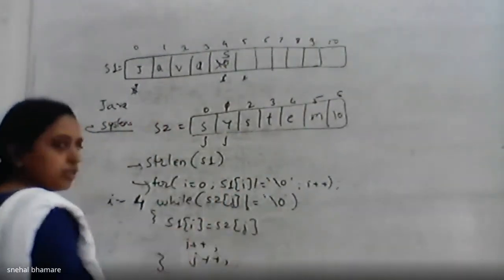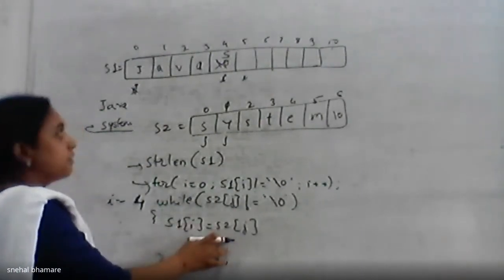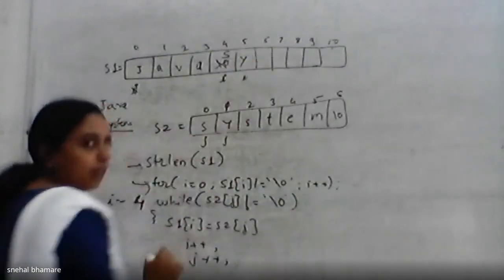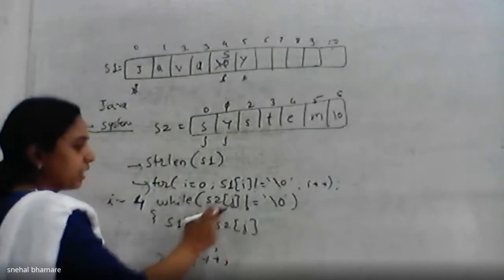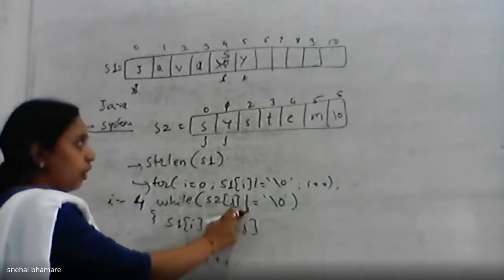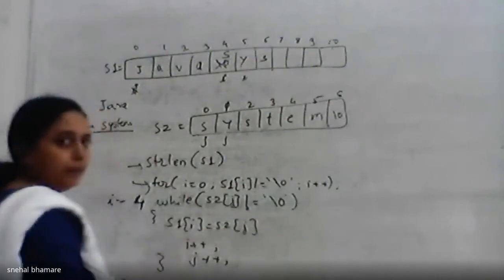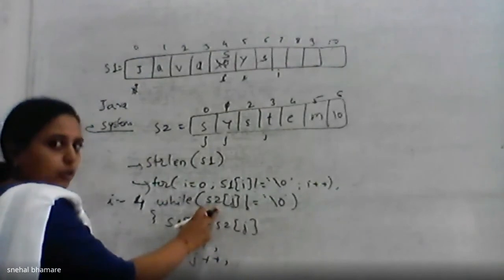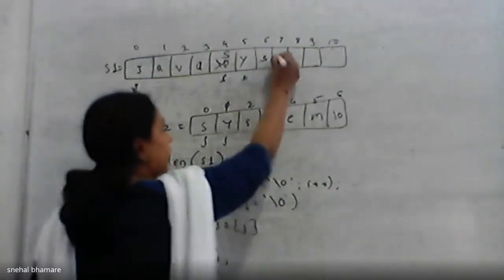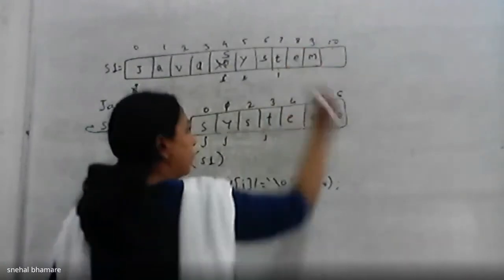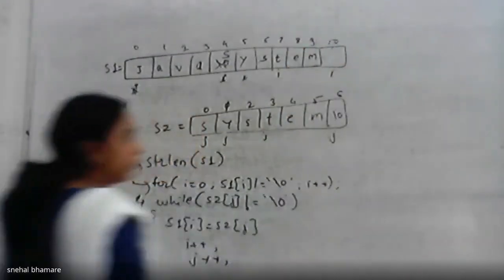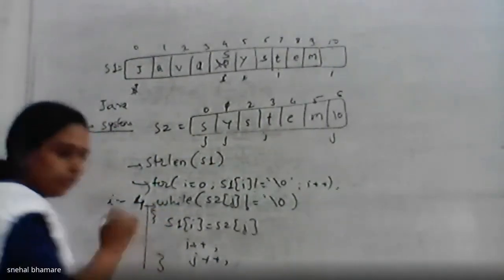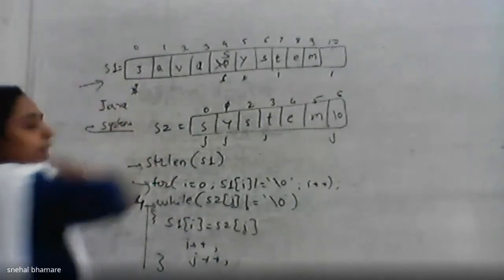Again, S1 of i is equal to S2 of j. So S1 of i will have the value of S2 of j, that is y. Again, increment i and j. Check the condition: S2 of j is not equal to \0. Copy the next character, so S will get copied. Increment i and j. Again, check the condition. True, so again copy the operation. So T will be copied, E will be copied, M will be copied. When j comes to this location, this while loop will get terminated. It will come out of the while loop. Now your concatenated string is ready.